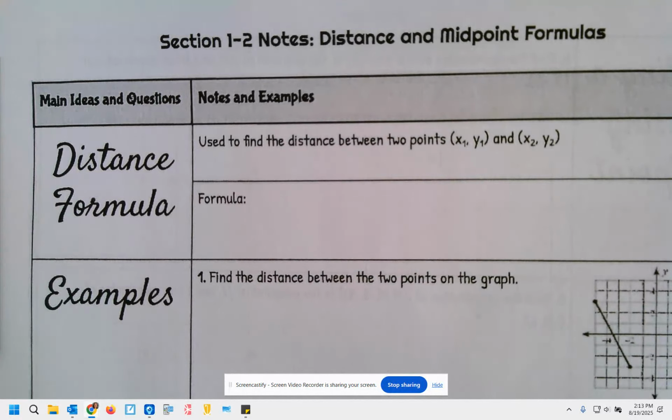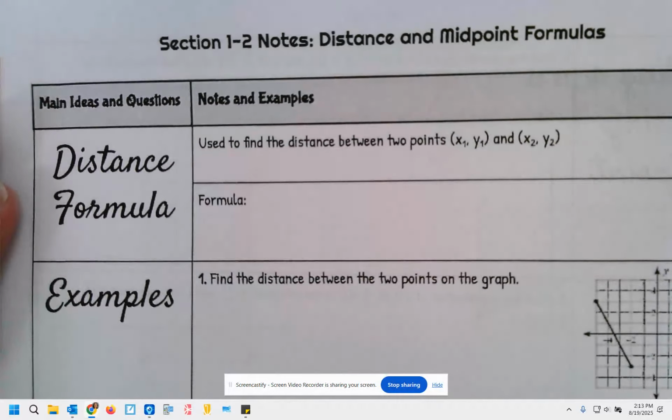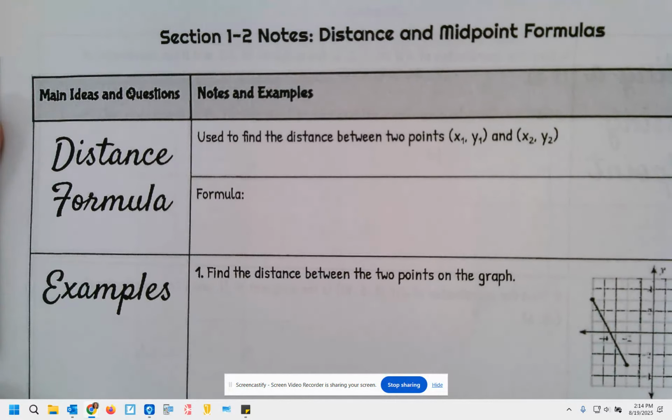Hi, this is Unit 1, Section 2 Notes for Geometry. I'm going to start off with the distance formula.